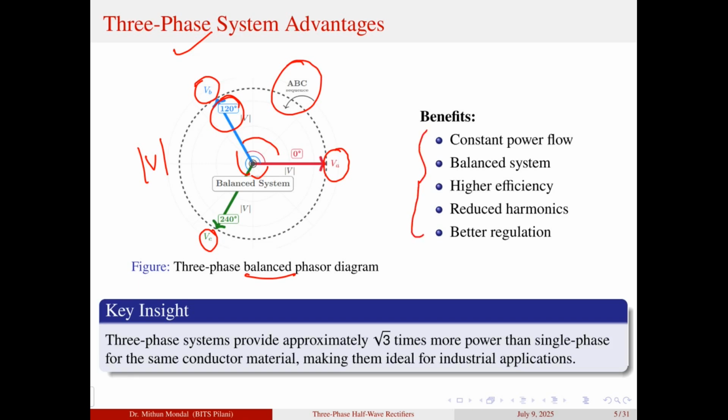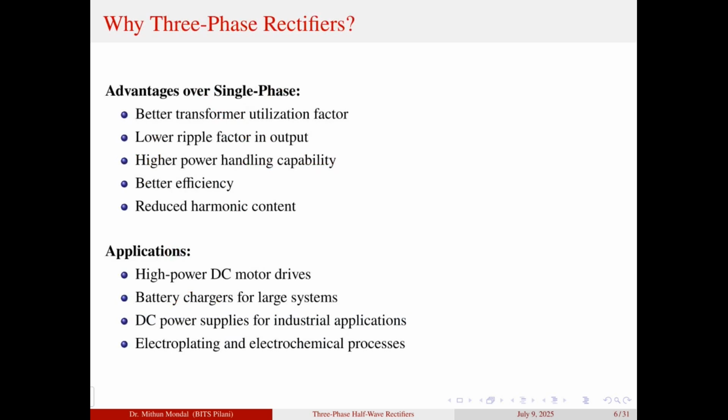The benefit that we get from the three phase is that we will have constant power flow. It will be a balanced system. Efficiency will be higher, the harmonics will be reduced, and we can get better regulation. A three-phase system provides approximately √3 times more power than single-phase for the same conductor material, making it ideal for industrial applications. So it is about root 3 times. When we talk about root 3, it comes to around 1.732 times more power as compared to single phase, keeping the material the same in order to have a proper comparison. Hence the three phase systems have greater efficiency as compared to single phase. So when we talk about the three phase rectifier, it has certain advantages over single phase.